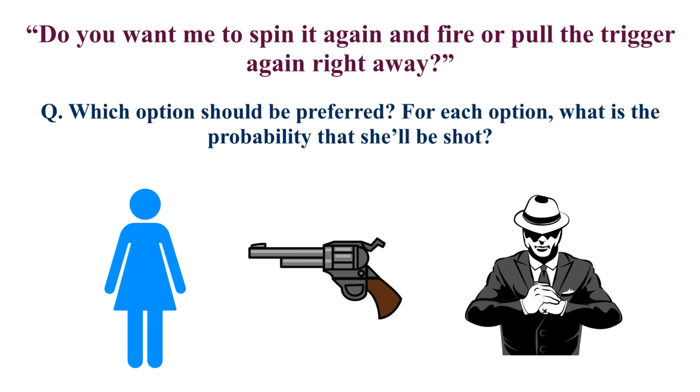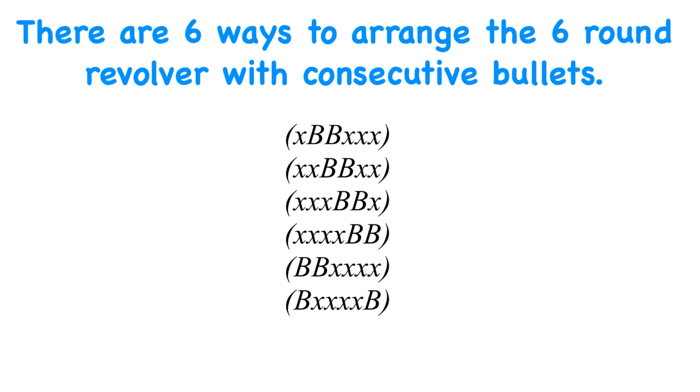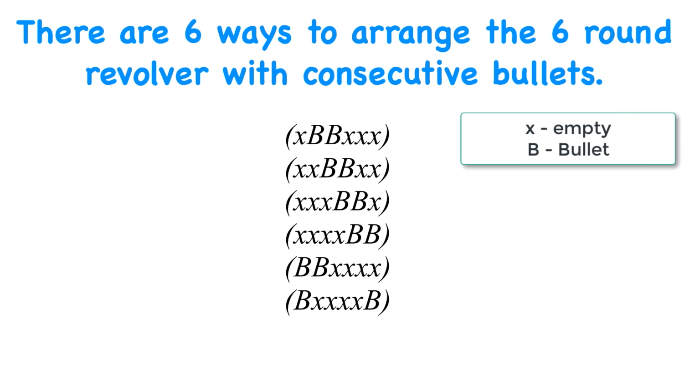The question is, which option should be preferred? For each option, what is the probability that she will be shot? Let's check the solution now. The most important point here to consider is that the bullets were loaded adjacent to each other. There are 6 ways to arrange the 6-round revolver with consecutive bullets. These are the possible scenarios which can be arranged with the 2 consecutive bullets.